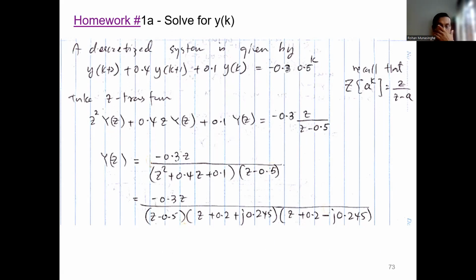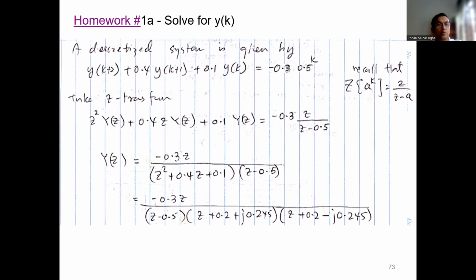Right. So this is the answer. You have the discretized system given like this. We want to transform this into the Z domain, solve the problem there, and do the inverse transformation. Okay, right.